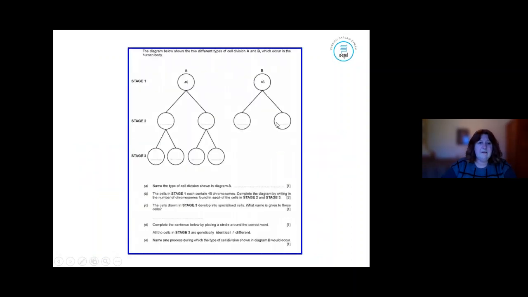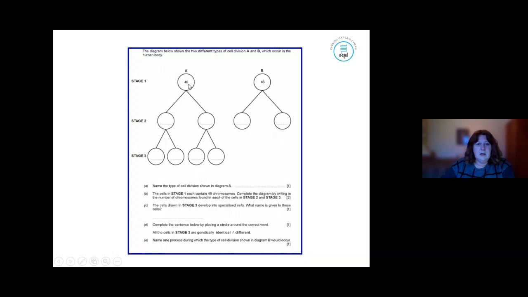Okay, let's have a look at another question. So this time it says the diagram shows the two different types of cell division, A and B, which occur in the human body. So we're back to a human number now. We've got 46 in both of these, A and B. So we've got human body cells. Now, the telltale signs again is that we have two cell divisions taking place with body cell A and only one cell division with body cell B.